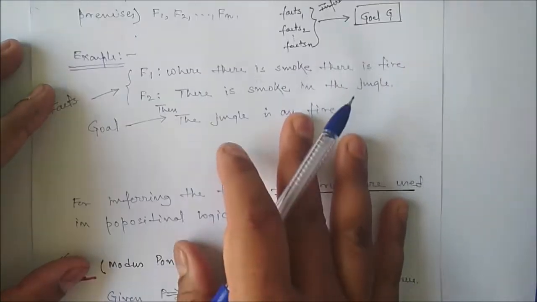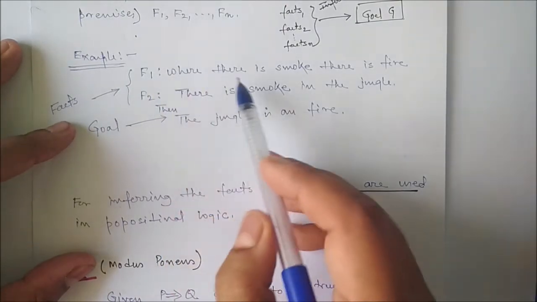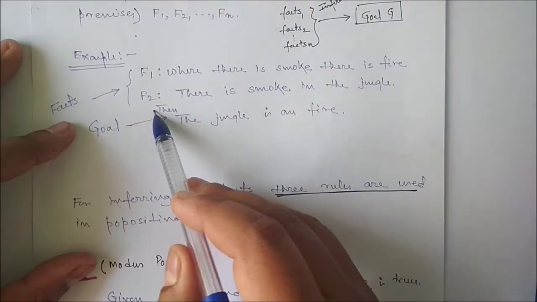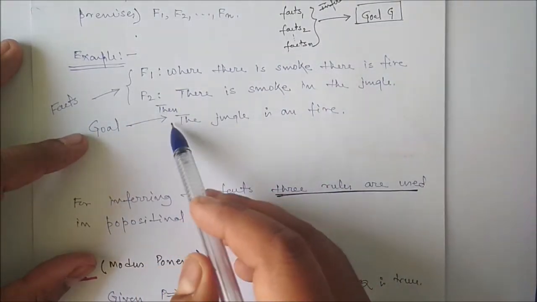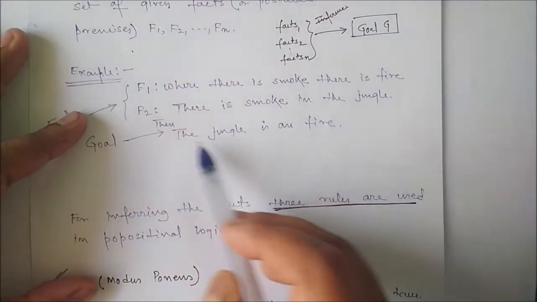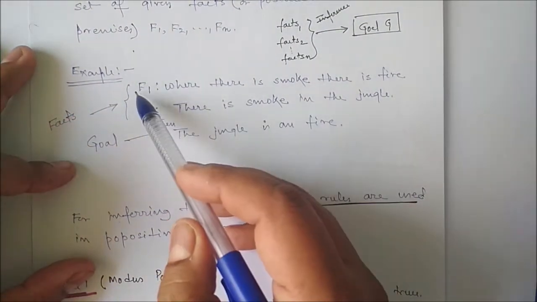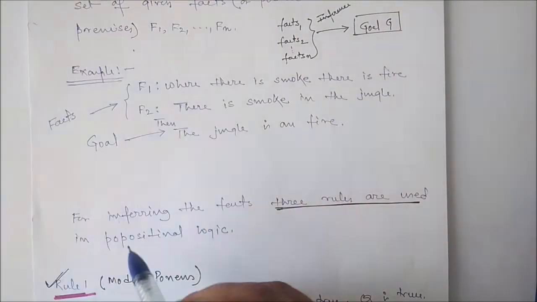For example, say two facts are given, F1 and F2. Fact 1: where there is smoke, there is fire. Fact 2: there is smoke in the jungle. So what is the conclusion? The goal is that the jungle is on fire. This is our goal and these are our facts, and from those facts we infer that the jungle is on fire.